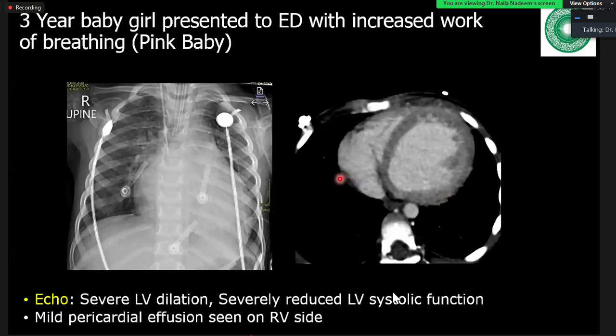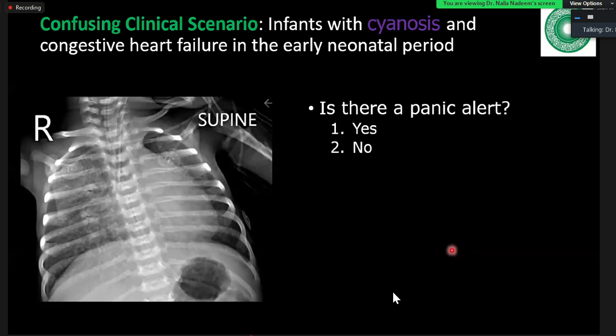A 3-year-old baby girl presented to ED with increased work of breathing. Again, was a pink baby, was in congestive heart failure. The patient had to be intubated immediately in the ED, and a central line had to be passed. If you look at the X-ray chest, I always tell my residents, never say it cannot be commented on. Despite supine position, the heart is enlarged. Patient has signs of early pulmonary edema, and echo was done and showed severely reduced LV systolic function, and this is a case of cardiomyopathy.